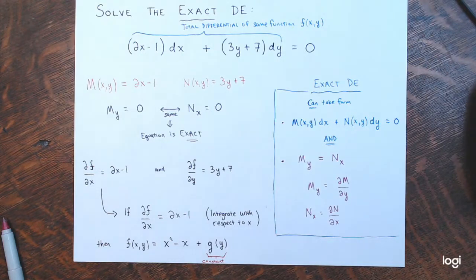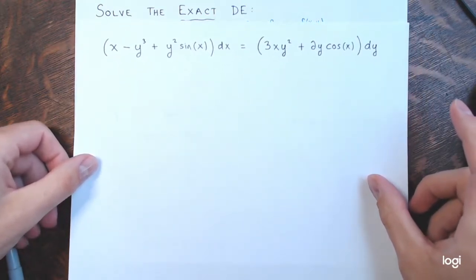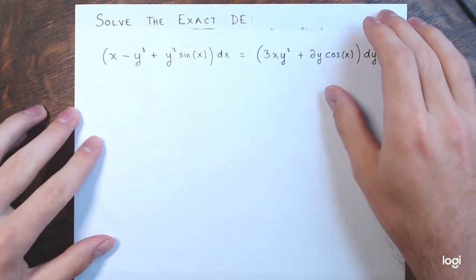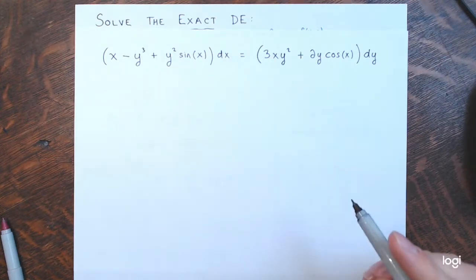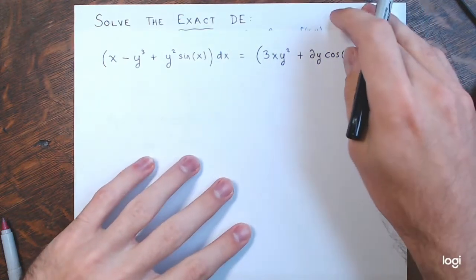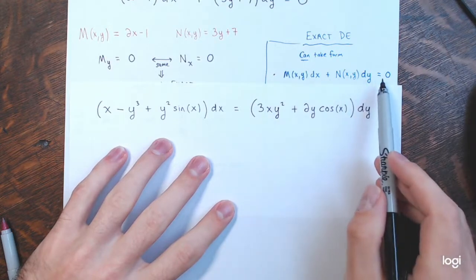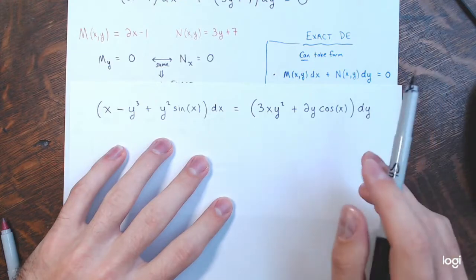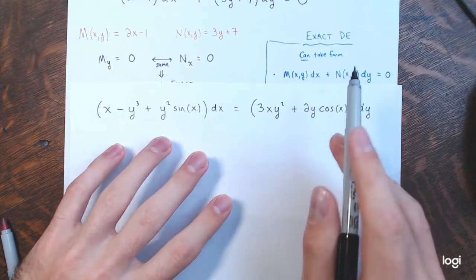Next example, a little more involved. I'm telling you right now it's an exact differential equation. I will verify that though. Okay, we're going to verify this. Now this is not in the form that I want yet. Remember, the form I want is all the differentials on one side, 0 on the other. And then we're going to verify that this left side is a total differential.